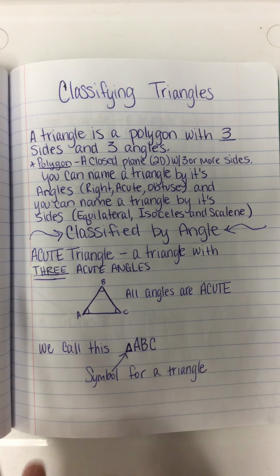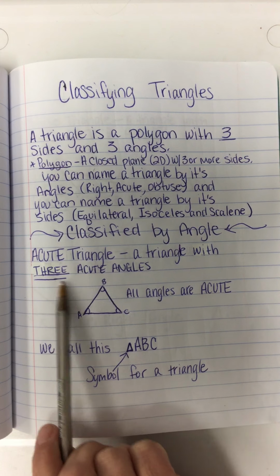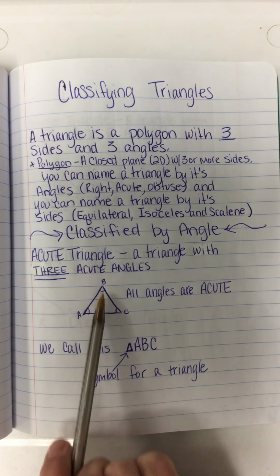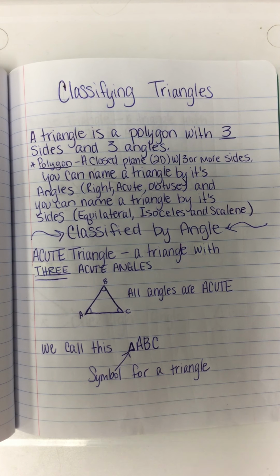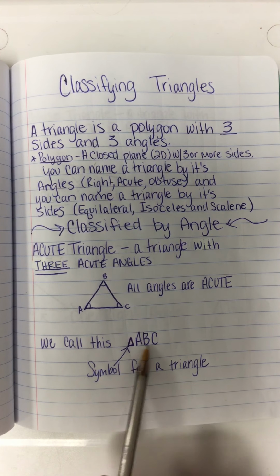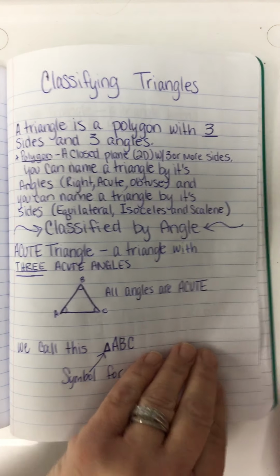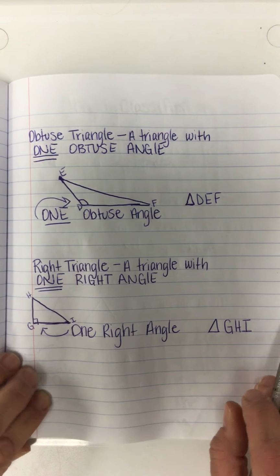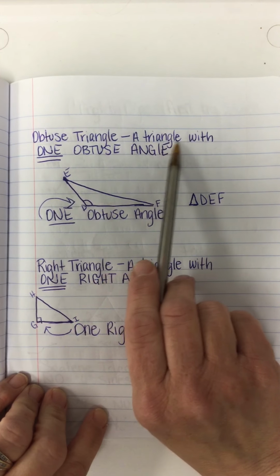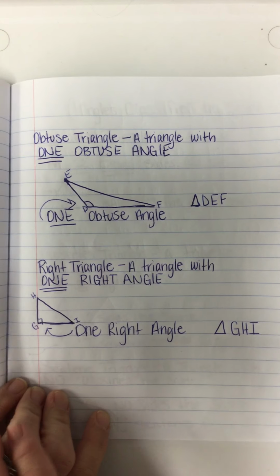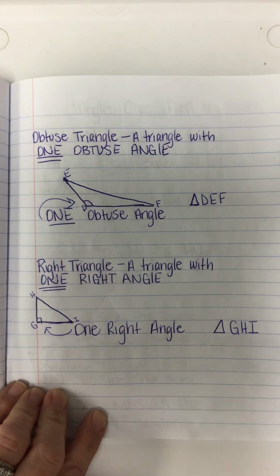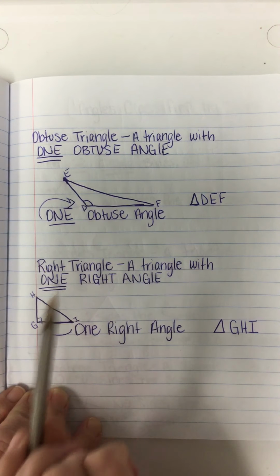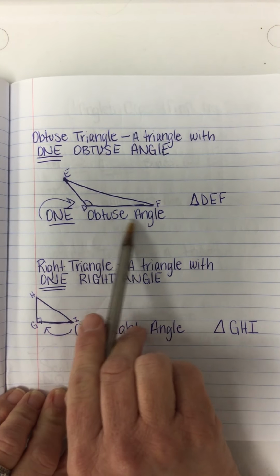Okay? All right, so an acute triangle is a triangle with 3 acute angles. If they're showing you these little marks, they're asking you to name it by its angles. So all angles are acute, so we call this an acute triangle. Then we have the obtuse triangle. An obtuse triangle is a triangle with 1 obtuse angle. So if 1 is obtuse, the other 2 are going to be acute. But because it has 1 obtuse angle, it is an obtuse triangle.